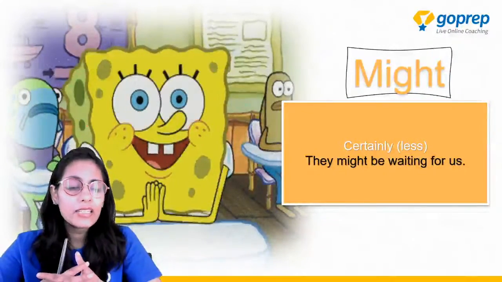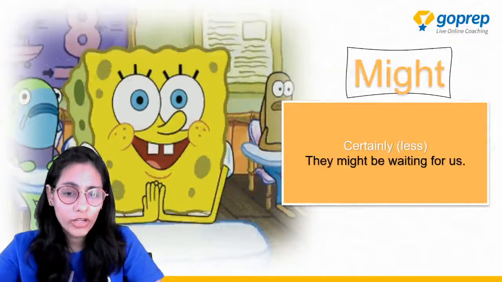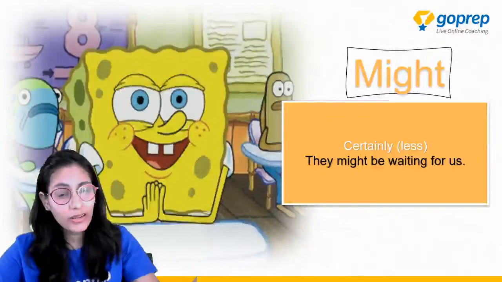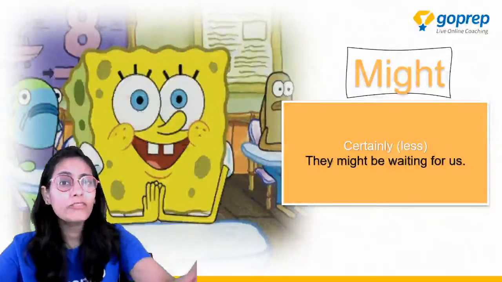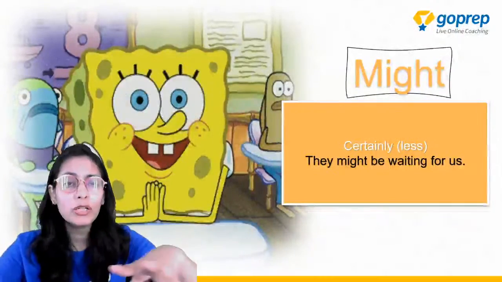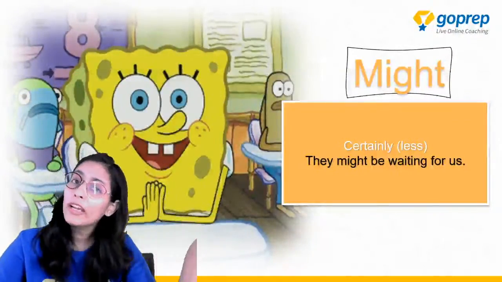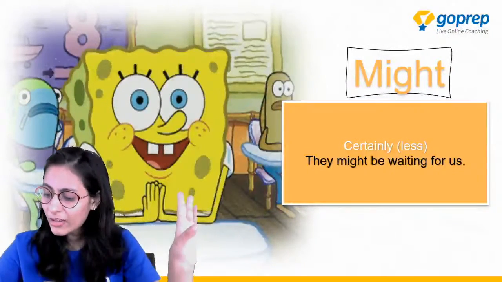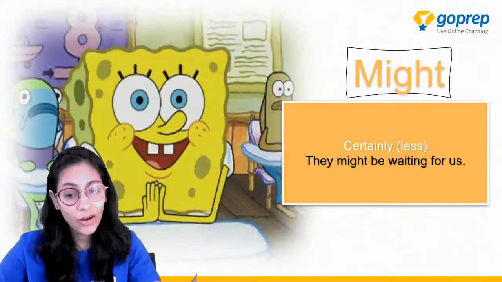So might is like they might be waiting for us. It is the past form of may, यानी कि वो already wait कर रहे होंगे. May क्या बताता है? Future. May tells you the future, might tells you the past form. So they might be waiting for us. So they might be already waiting for us. Clear with that, everybody? May you live long, of course.